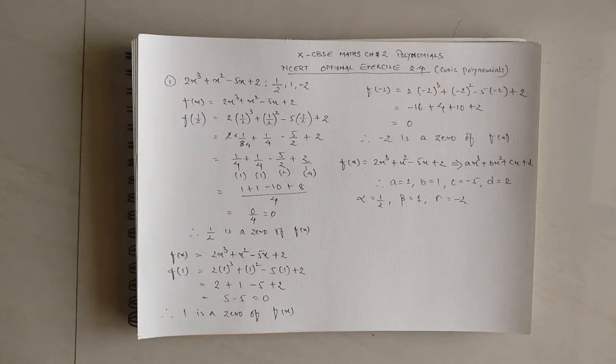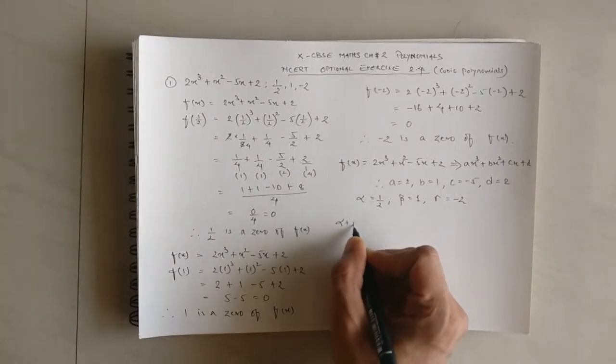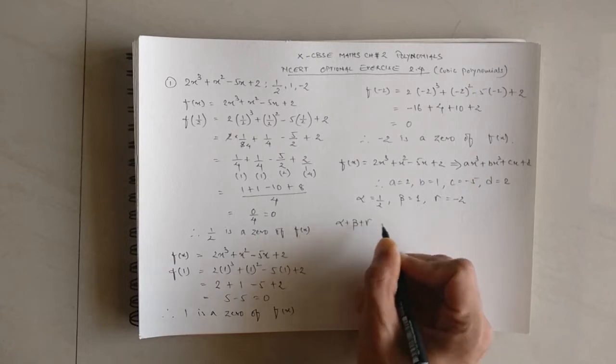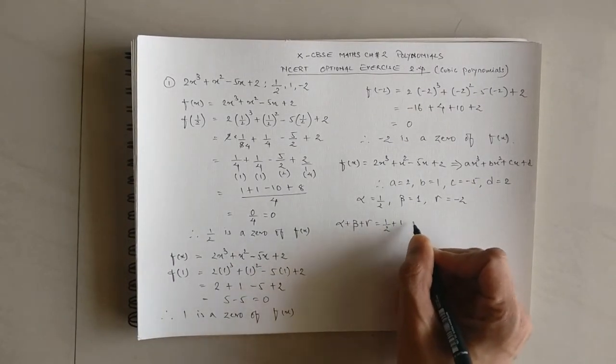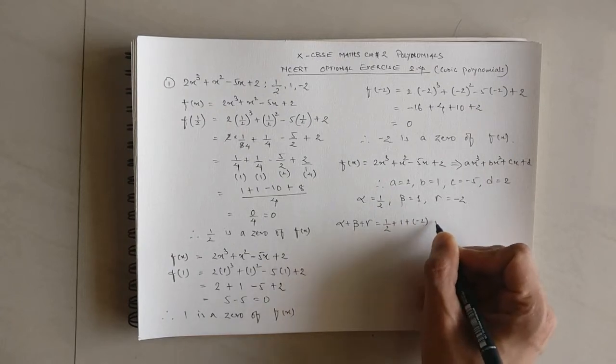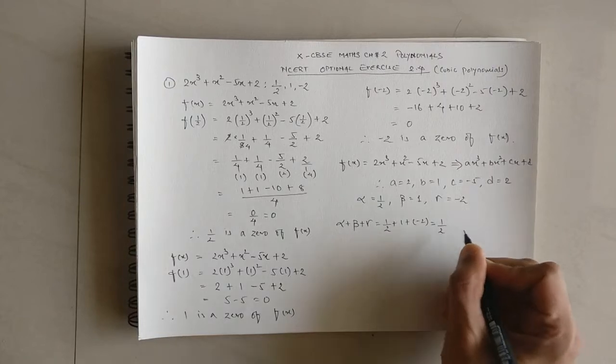So the first thing is the sum of the zeros. The sum of the zeros is alpha plus beta plus gamma, which is half plus 1 plus minus 2. If you solve this, you will get minus 1 by 2.